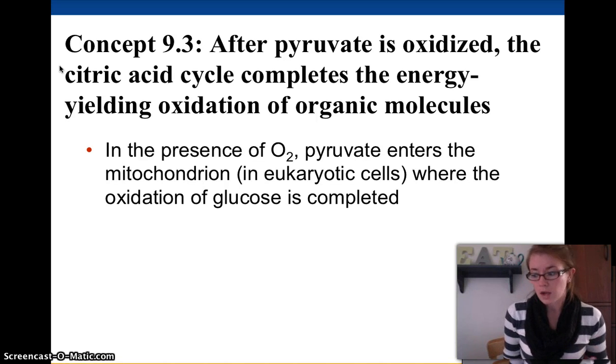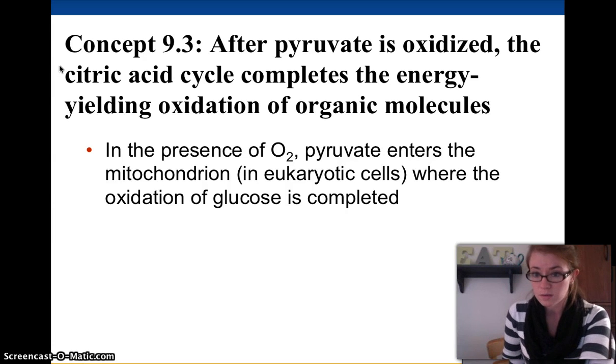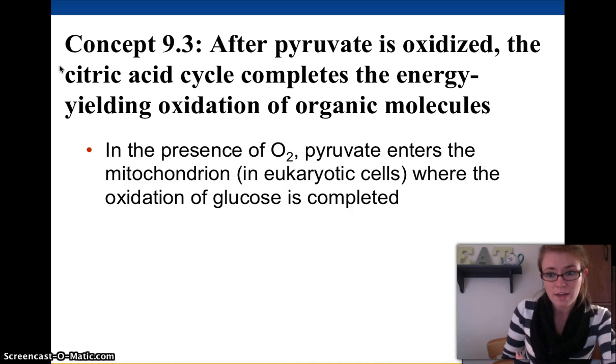And the pyruvate goes into the mitochondria. So before this, glycolysis happens in the cytoplasm, but now we're moving into the mitochondria, where we're going to finish the oxidation of glucose, meaning we're going to strip it of its electrons, we're going to reduce other things, oxidize glucose, and get all the energy out of it that we can.